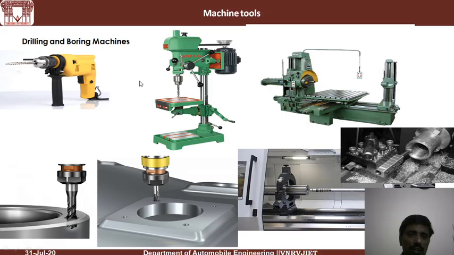So we have to make the hole, and in order to make the hole, we require a drilling machine. This is a hand drilling machine, and this is a pillar type drilling machine. This is a boring machine, where we convert smaller holes into larger holes. The best example is cylinders, or your engine cylinders.